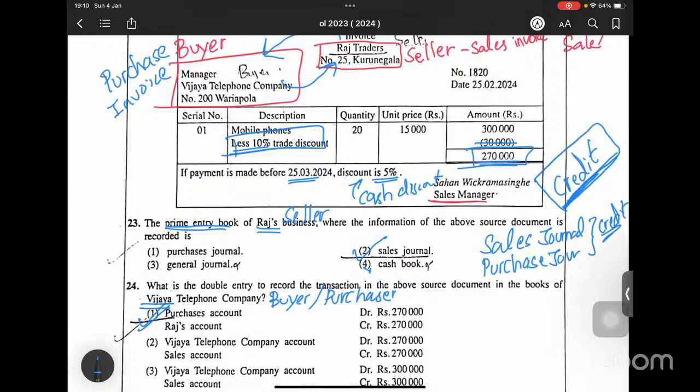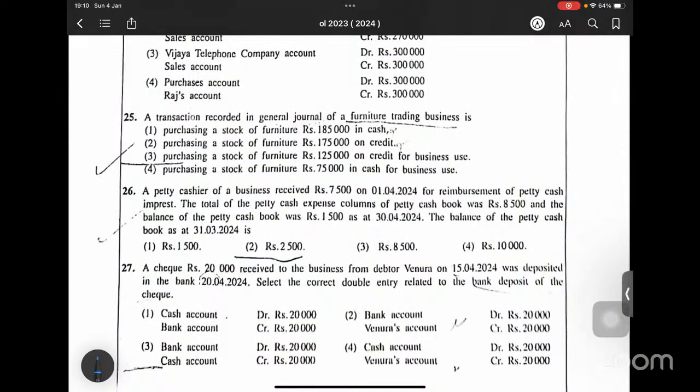A transaction recorded in the general journal of a furniture trading business. So they are trading furniture, but they have to record it in the general journal. We'll see. Purchasing a stock of furniture for 185,000 in cash. If they are purchasing a stock of furniture, they are trading furniture, right? So that will be inventory for them. So that is not the answer. Inventory, and they are purchasing it for cash, then cash book.